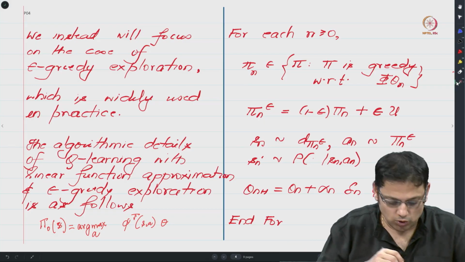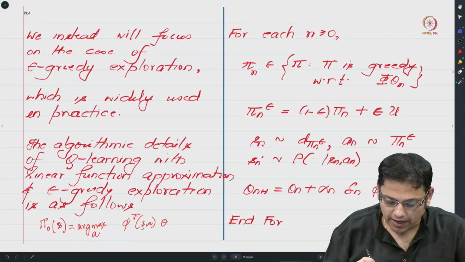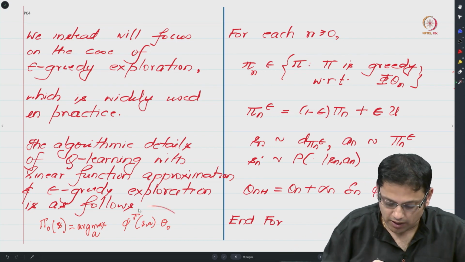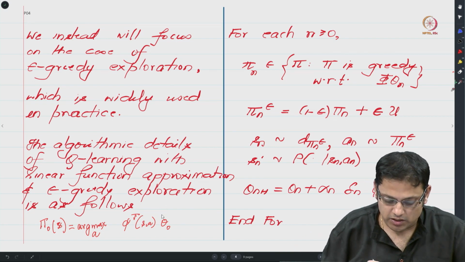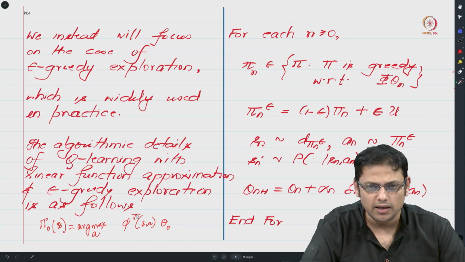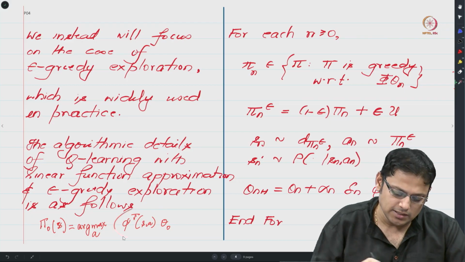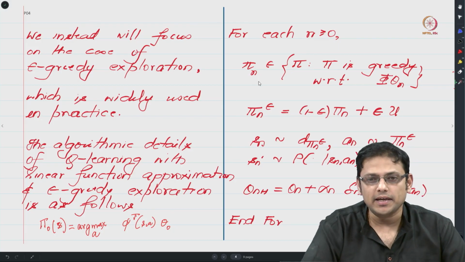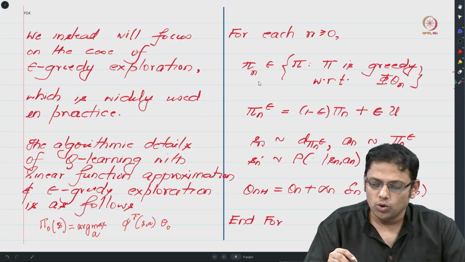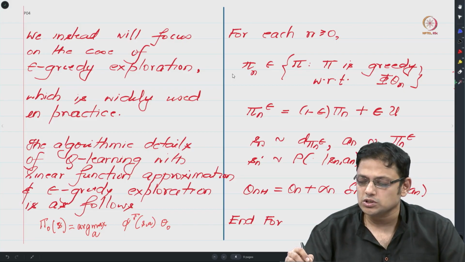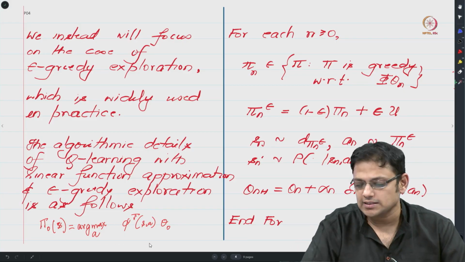Whatever S is over here, you take that S and take this inner product for different values of A, and maybe I should highlight that this is theta 0. You take that action which maximizes this inner product. If there are multiple actions we will break ties arbitrarily, so we will just pick one action which maximizes this inner product, and that is the action taken by the pi 0 policy. So in other words, for n equals 0, pi 0 will be chosen to be greedy with respect to phi theta 0, where greedy is defined in this way.